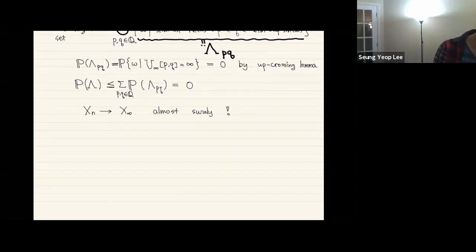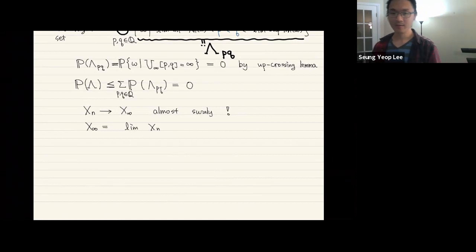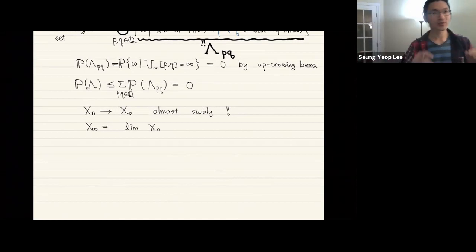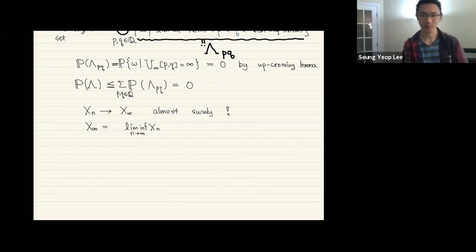Okay, so we can define x infinity, of course, by the limit. But that definition is good only for the almost sure set. Since this definition doesn't work for some tiny set which has probability 0, let's use lim inf to define it for every point. So x infinity is defined by this one. And of course, this lim inf is equal to the limit on the almost sure set, the probability 1 set.